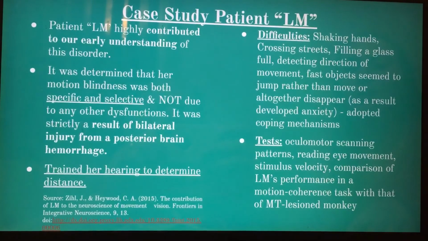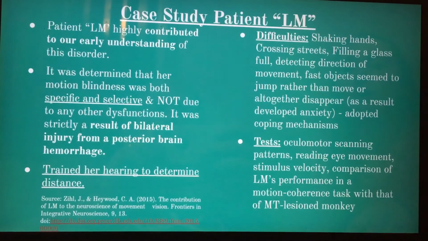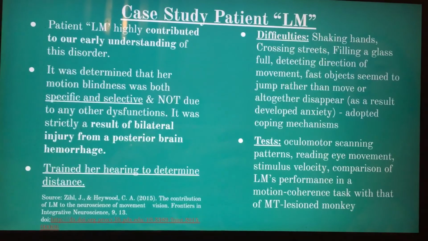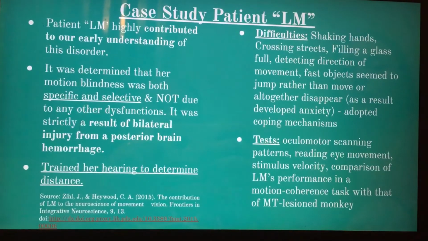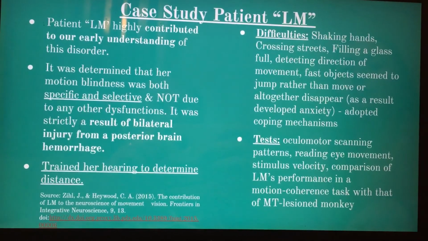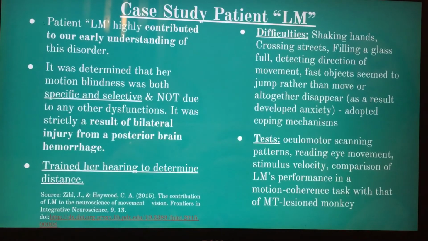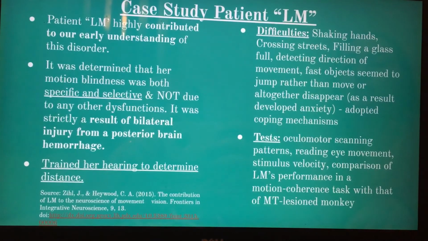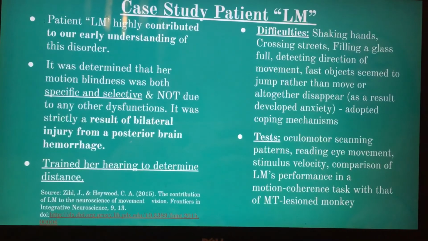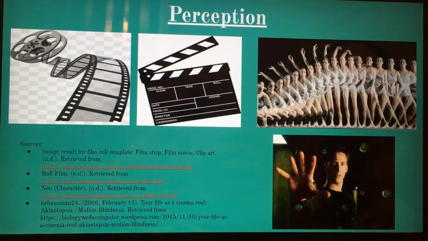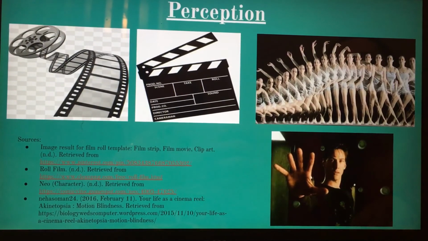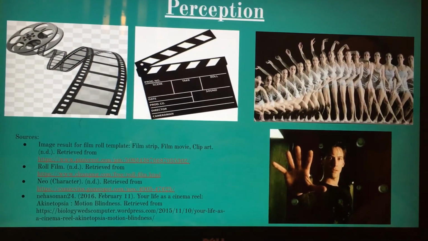In the case study I read, they did tests including ocular motor scanning patterns, reading eye movement, and stimulus velocity, and compared her performance in a motion coherence task with that of an MT lesion monkey. Because there is no known treatment or cure, she trained her hearing to determine distance. Lastly, these are pictures of perception that akinetopsia patients may experience.